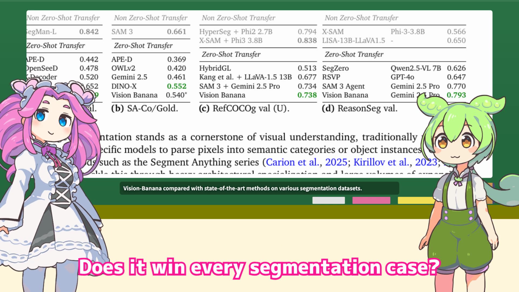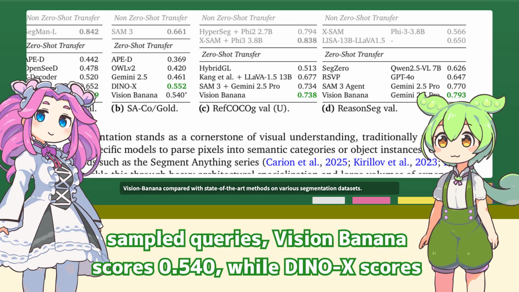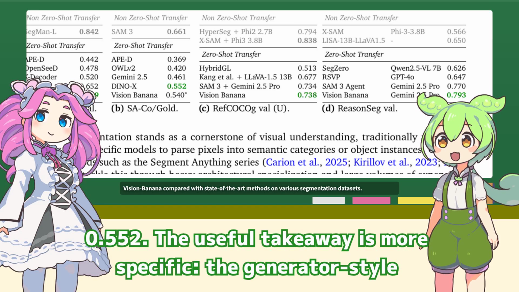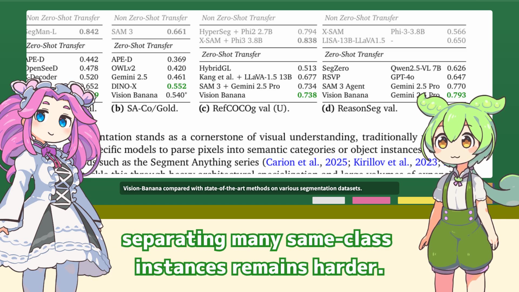Does it win every segmentation case? No. Instance segmentation is the weaker case. On SA-Co over the sampled queries, Vision Banana scores 0.540, while DINO-X scores 0.52. The useful takeaway is more specific. The generator-style interface is strong on several zero-shot segmentation tasks, but separating many same-class instances remains harder.